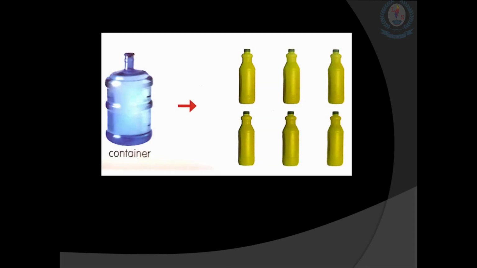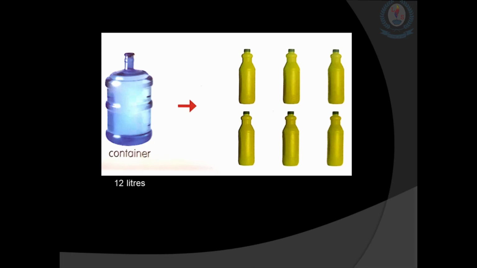Now look at this picture. A container with a capacity of 12 liters is completely filled with water. The water from the container is poured into 6 similar bottles and fills them completely. Find the capacity of each bottle.